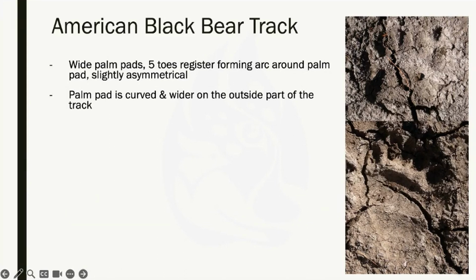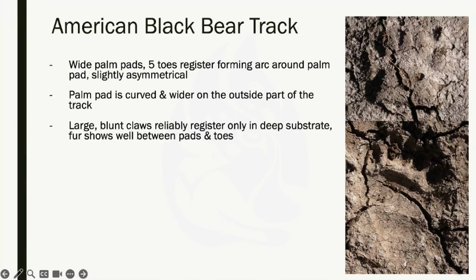And this is common among many of these species. It basically gets larger on the outside of the track. They also have very large but blunt nails, and we can see one registering right here. They show up in deep substrate. Okay, they don't always register. And between the toes and the pad, the part that doesn't register, make an impression on the ground, is what we typically refer to as the negative space.